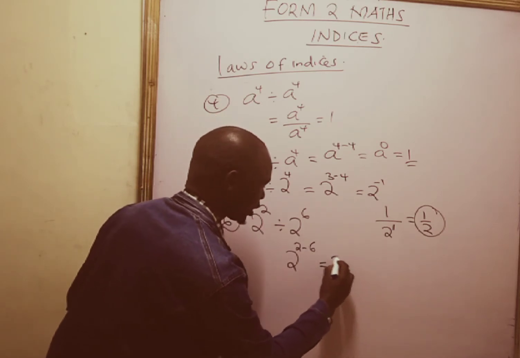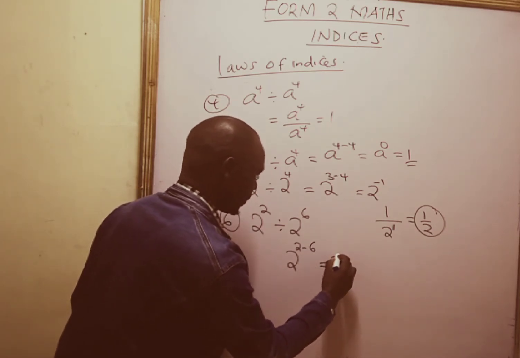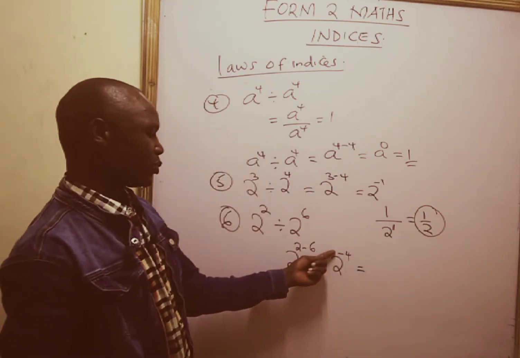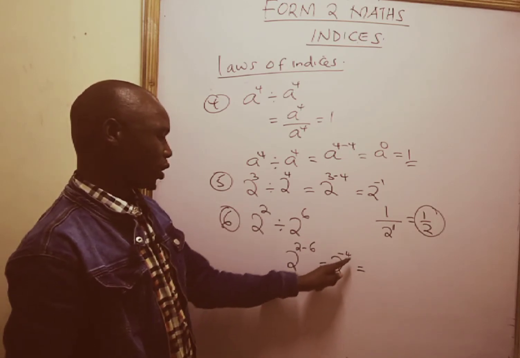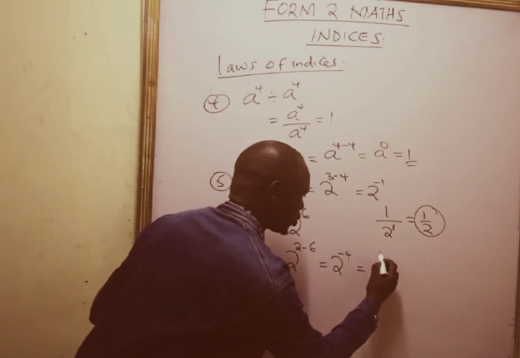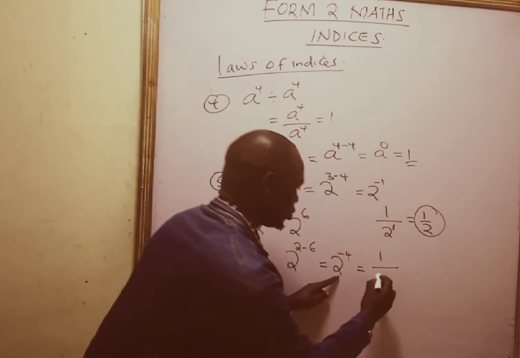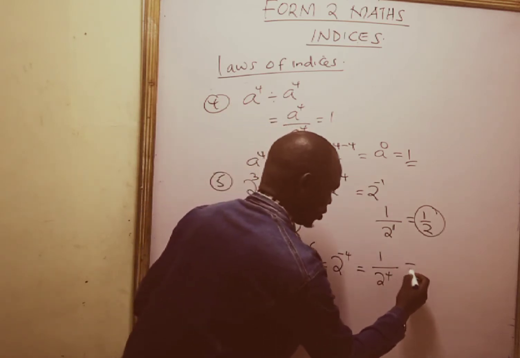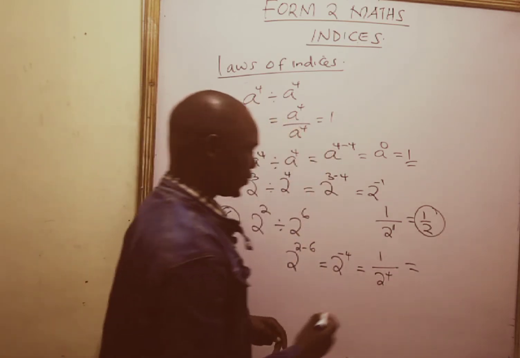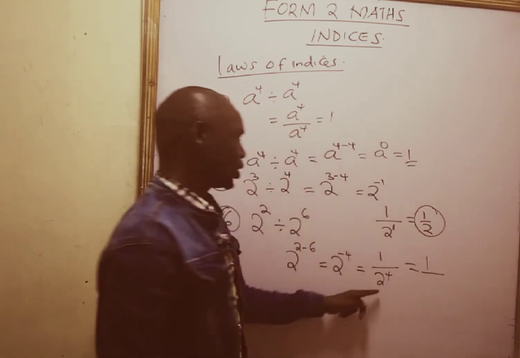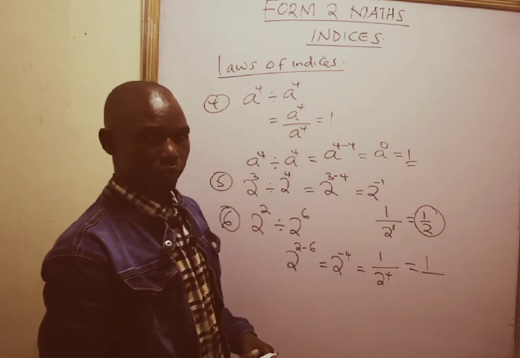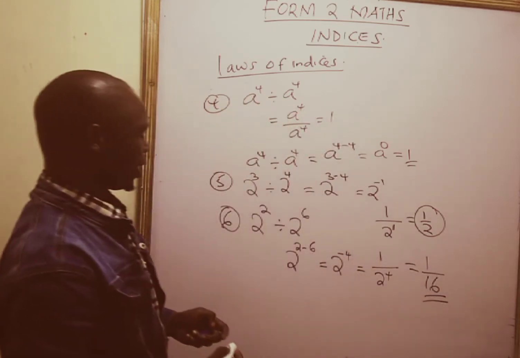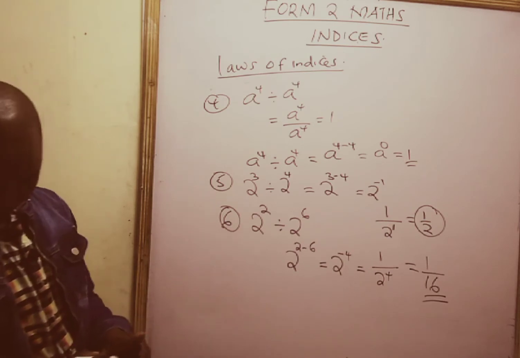This one is going to translate to 2 power negative 4, and that negative always means the reciprocal of 2 raised to power 4, and therefore this one is going to be 1 over 2 raised to power 4. 1 divided by 2 raised to power 4 means 1 divided by 2 times 2 times 2 times 2, which is going to give us 16 as our final answer.